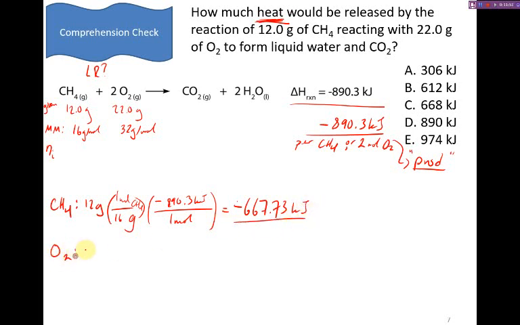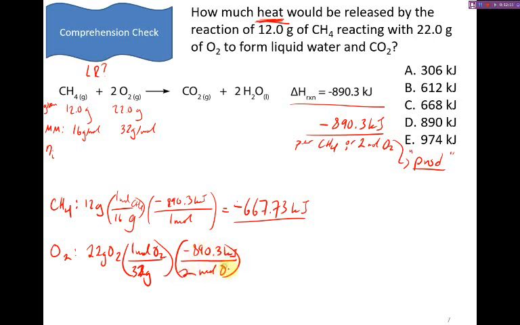For oxygen, we have 22 grams of oxygen. It's at 32 grams per 1 mole of oxygen. And it releases 890 kilojoules as well, but that's per 2 moles of oxygen. And again, that's coming from these coefficients in the balanced chemical equation. And this is the same thing that we would do if we wanted to find out how much carbon dioxide or water were produced. The only difference is that we're using the enthalpy of the reaction.